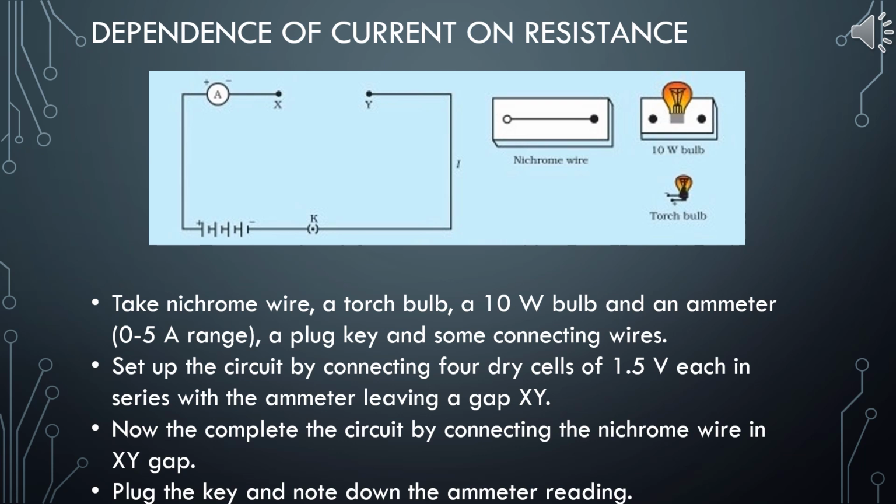Set up the circuit by connecting 4 dry cells of 1.5 volt each in series with the ammeter, leaving a gap XY. Observe the circuit carefully where you can see the gap XY. Now complete the circuit by connecting these conductors one by one. First I have chosen the nichrome wire in the XY gap. Plug the key and note down the ammeter reading in a table and analyze what will happen after connecting the next.